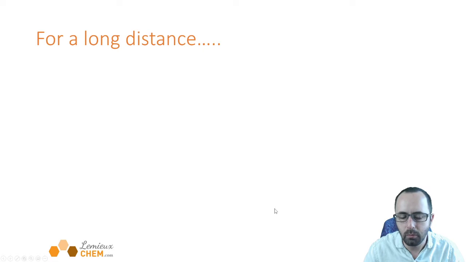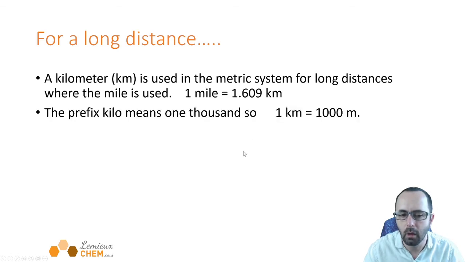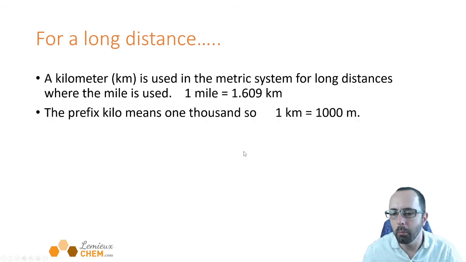So what about for longer things, longer than a meter, bigger than a meter? We would use a kilometer, as they're called. This is for long distances. 1 mile is about 1.609 kilometers. So a mile is significantly longer than a kilometer, but it's about 1.6 kilometers. So the prefix kilo means 1,000.